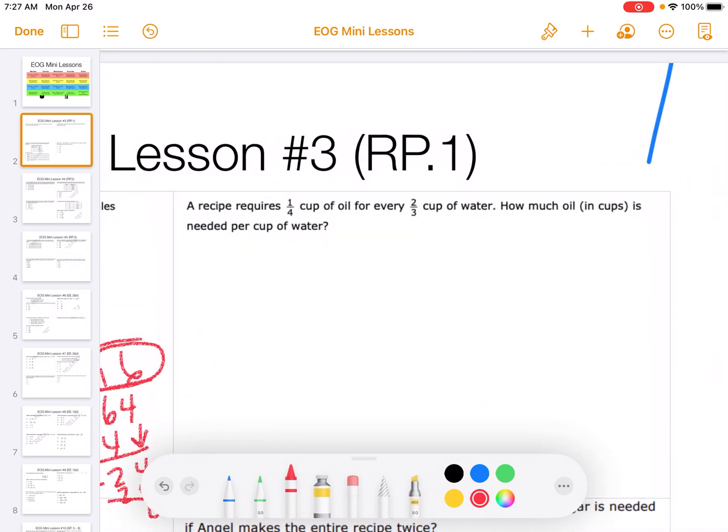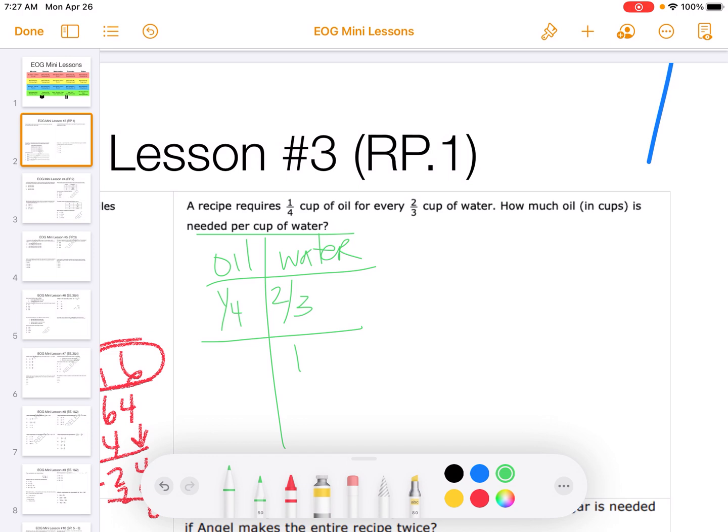The next one says a recipe requires 1/4 cup of oil for every 2/3 cup of water. How much oil in cups is needed per cup of water? So I'm comparing oil to water. I know I have 1/4 oil, 2/3 water, and it says how much oil is needed per cup of water. So the 1 has to go here. So I divide going up, multiply coming down.